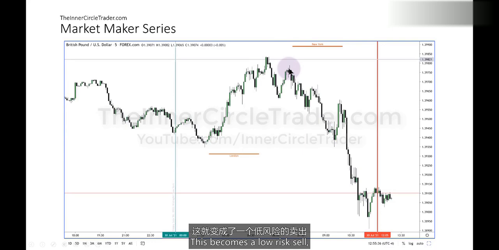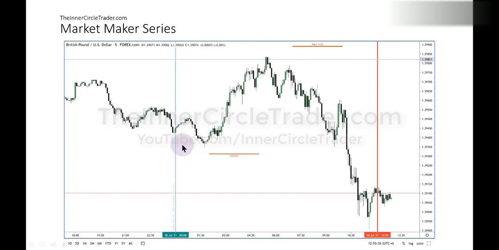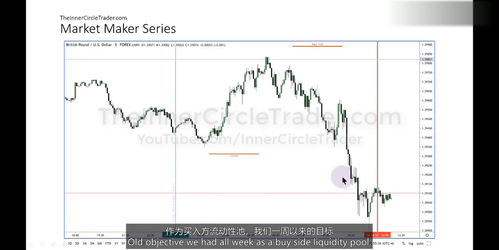Took out that low. This becomes a low risk sell. Distribution, redistribution, below the original consolidation. Boom, market maker sell model. Where's it trade to? The old objective we had all week as a buy side liquidity pool.